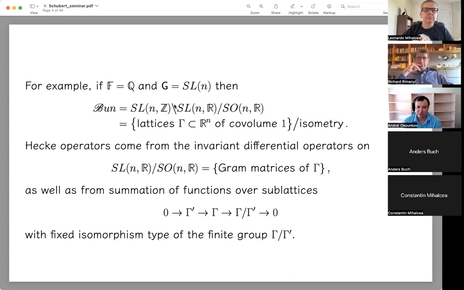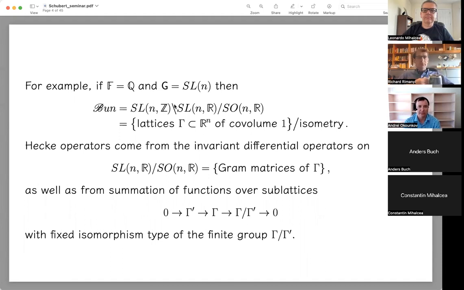What is a global field? A global field is either a finite extension of Q or a field of functions over a curve defined over a finite field. If my field is Q and my group is SL_n, then this double quotient becomes the double quotient where you take real points of SL_n(R) and mod them out on the one side by SL_n(Z), and on the other side by the maximal compact, which is SO_n(R). Geometrically, this represents a space of lattices in R^n, normalized to have covolume 1, meaning the volume of the fundamental domain is equal to 1, and taken up to isometry.